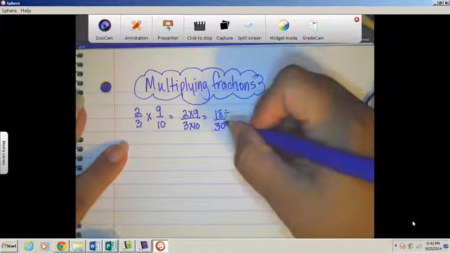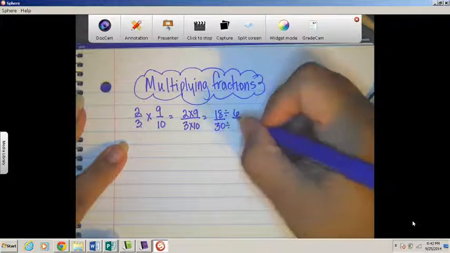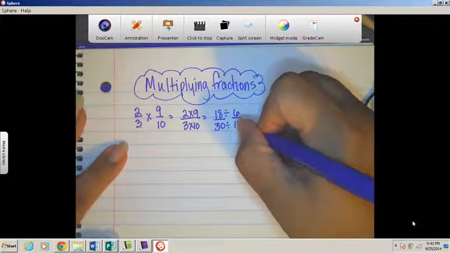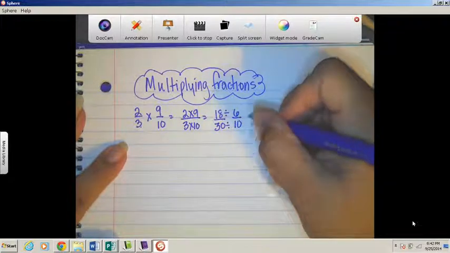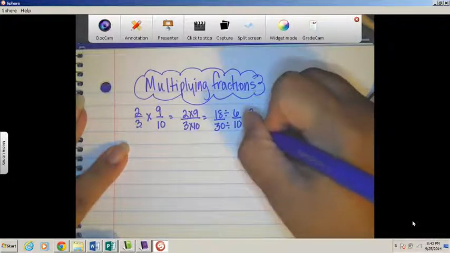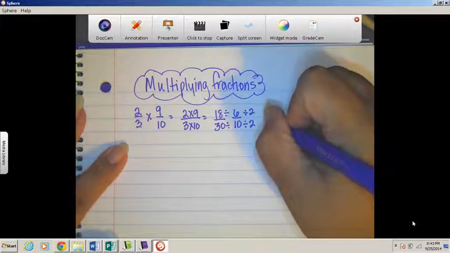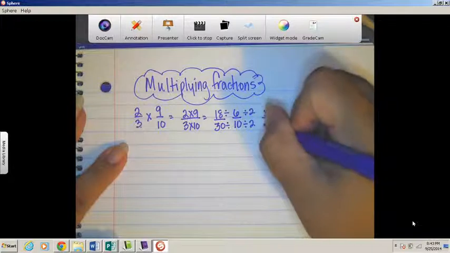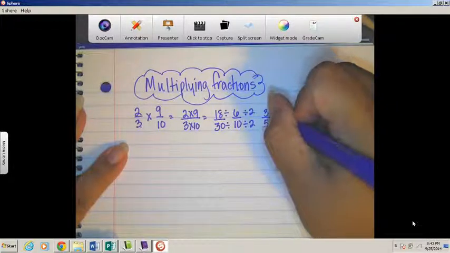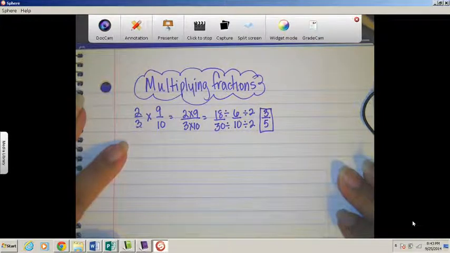18 divided by 3 is 6. 30 divided by 3 is 10. It's still not in its simplest form, so we can go with 2. 6 divided by 2 is 3. 10 divided by 2 is 5. 3/5. Now that's one way of multiplying fractions.